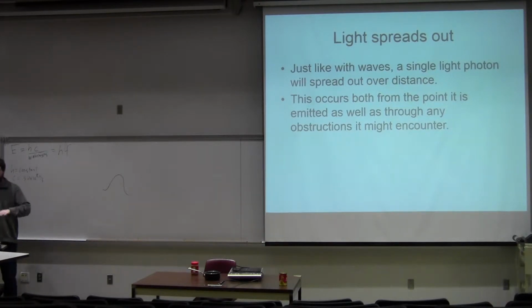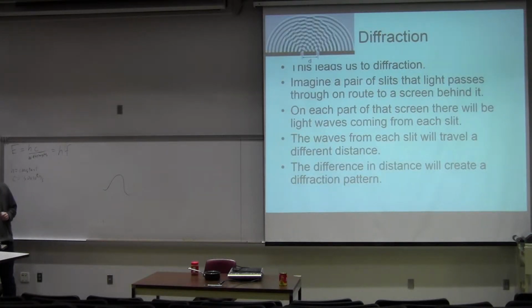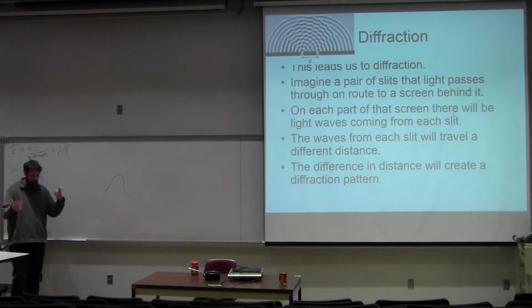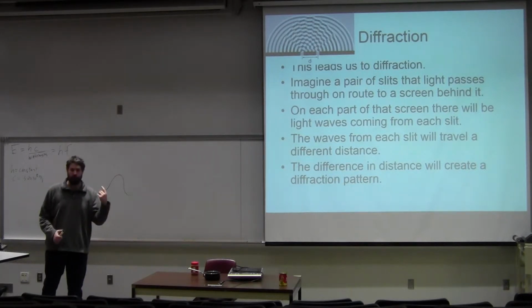It's really weird stuff when you get to quantum mechanics and Schrodinger's cat and stuff like that. But this leads us to certain properties of light, such as diffraction.